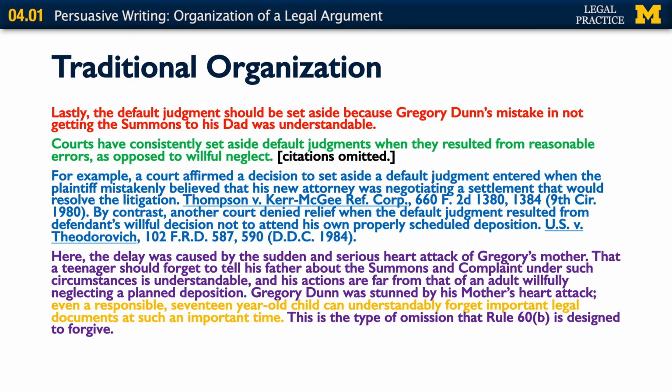You'll see that the argument starts with the conclusion, as it should, that the default judgment should be set aside because it was an understandable mistake on behalf of the teenage boy. Next, you have the rule that courts consistently set aside judgments as a result of reasonable errors as opposed to willful neglect, followed predictably by the case descriptions. And here you have just 2 short case descriptions. That is then followed by the facts of this case, and of course an application of the rule to those facts.